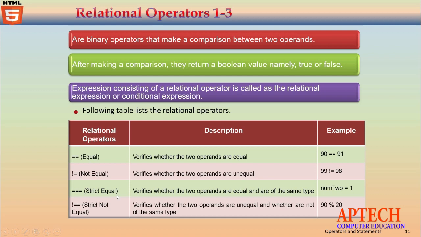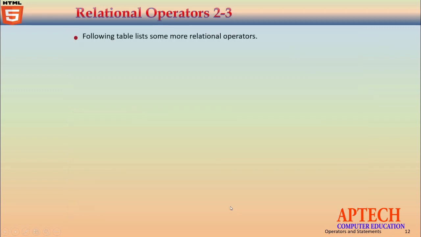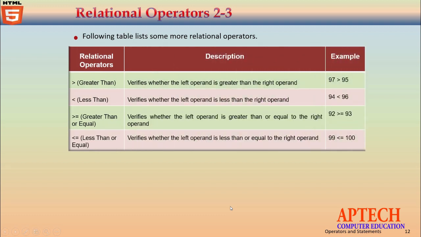Strictly equal means even the data type should be the same. The value should be the same, and even the data type is supposed to be the same. That is three equals signs, which means strictly equal. And exclamation mark with double equals sign means strictly not equal. That means two operands are unequal, and even the data type should not be the same. Some other relational operators are greater than, less than, greater than or equal to, less than or equal to.